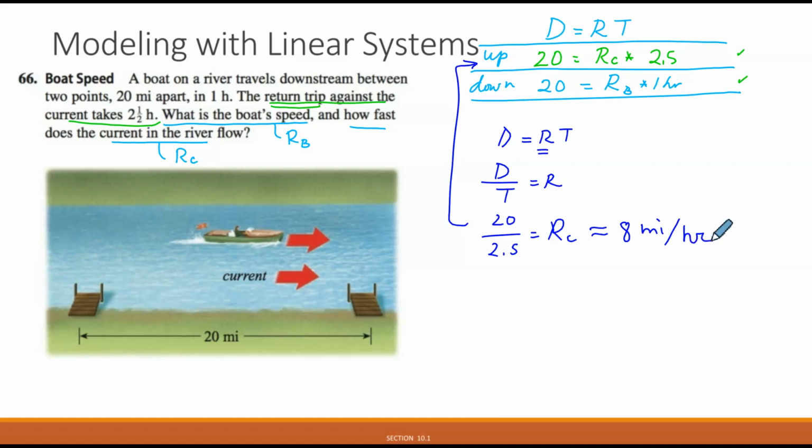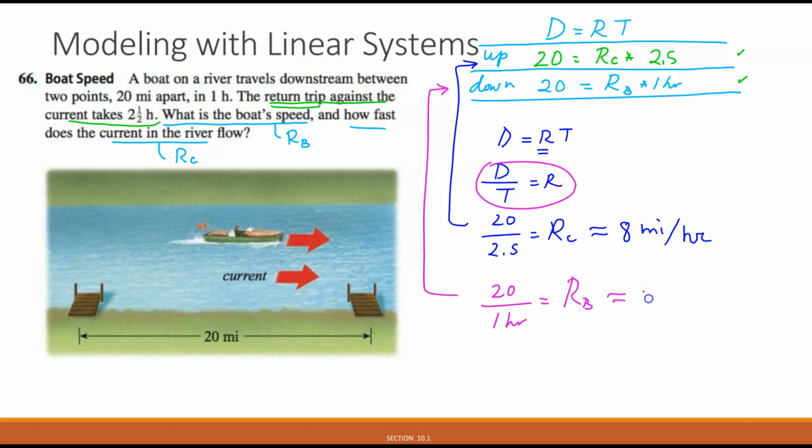Okay, now let's look at our next equation, which is this one here. And we're still using distance is rate times time. When we divide it over time, we know distance over time is equal to rate. So downstream, we're still going that distance of 20 miles. For this information, 1 hour is the time, and that's going to equal the rate of the boat. 20 divided by 1 is just 20, and so the boat has a rate of 20 miles per hour.